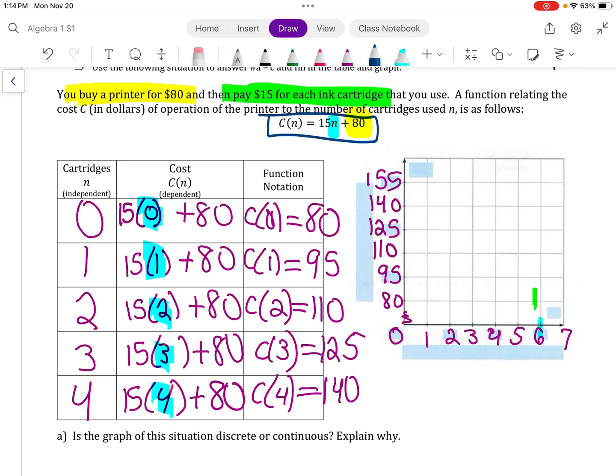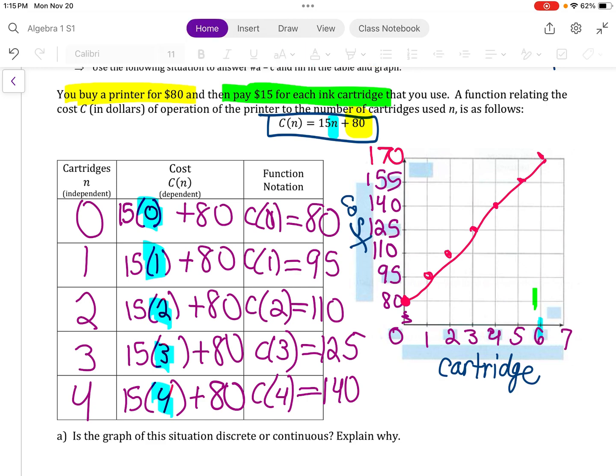Okay, again, it's distinct points. You're not going to buy half an ink cartridge, okay? You might use half an ink cartridge, but it's going to be, again, that discrete situation. So if I don't buy anything, I still have a printer for $80. Okay, here we go. Awesome. So my input is how many cartridges, my output is the total cost.